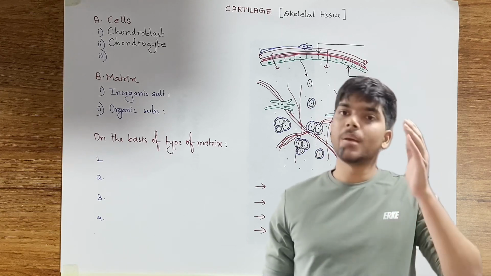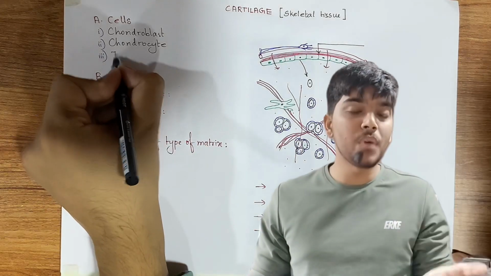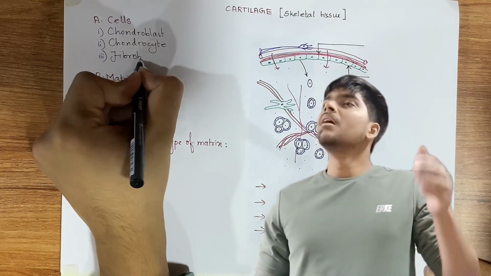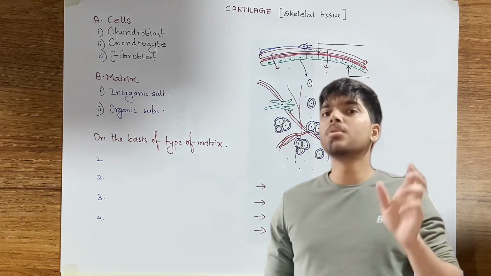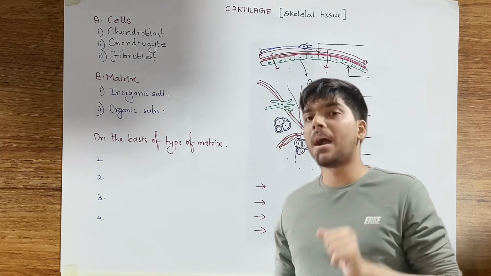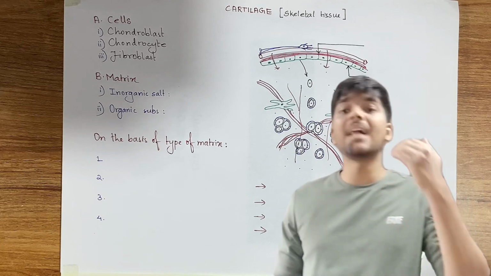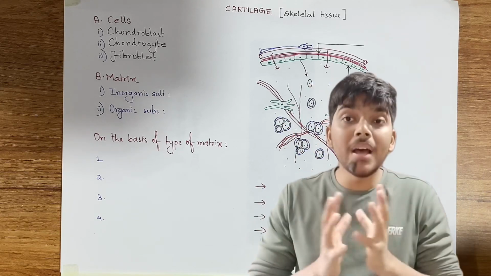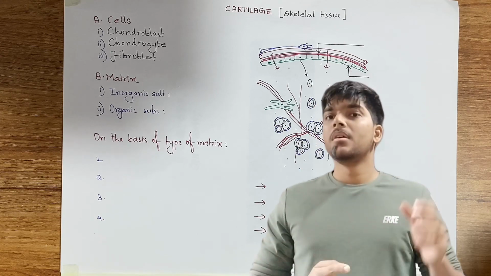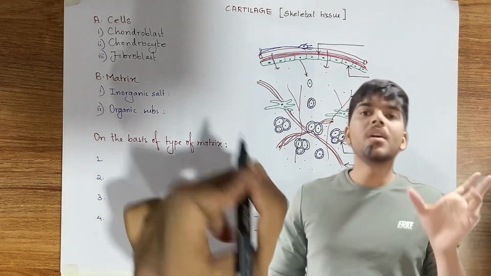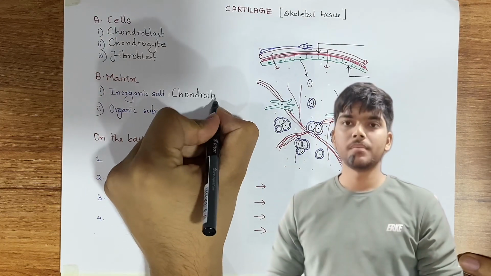Okay, so chondroblast gives rise to chondrocyte. Along with these two cells, there's your fibroblast cells as well that secrete fibers. Talking about matrix, in case of bone, the matrix was composed of inorganic part and organic part. Inorganic part contained inorganic salts such as calcium carbonate and calcium phosphate, which together formed hydroxyapatite, which provided hardness to the bone. In case of cartilage, the inorganic part of the matrix contains chondroitin salts.